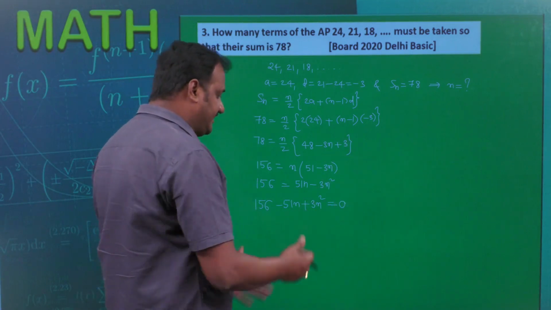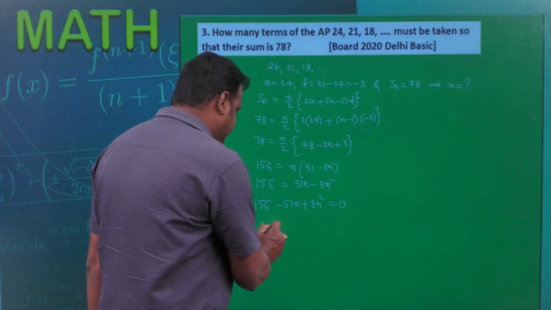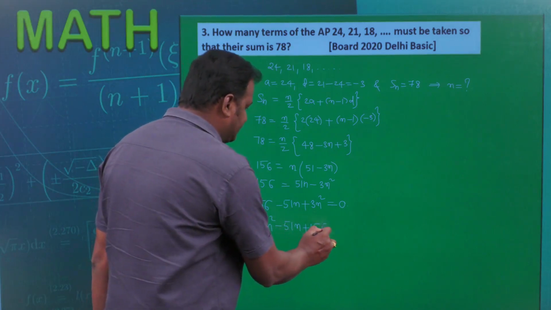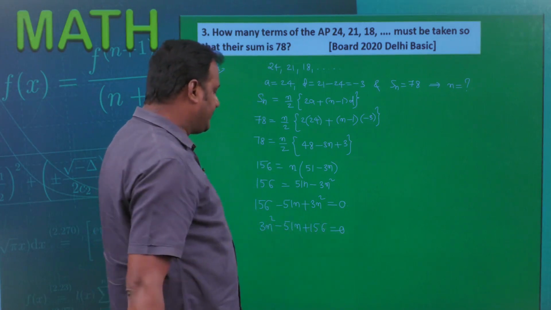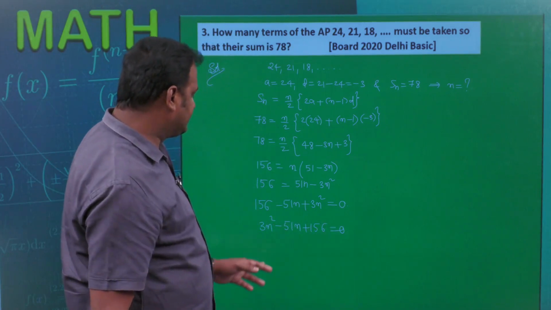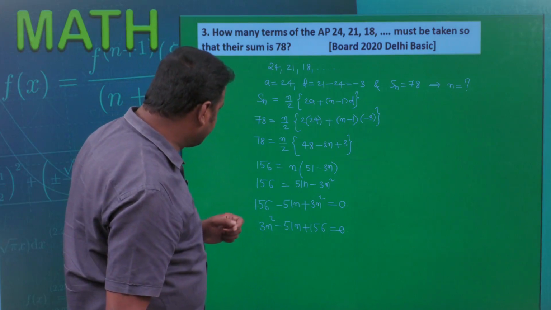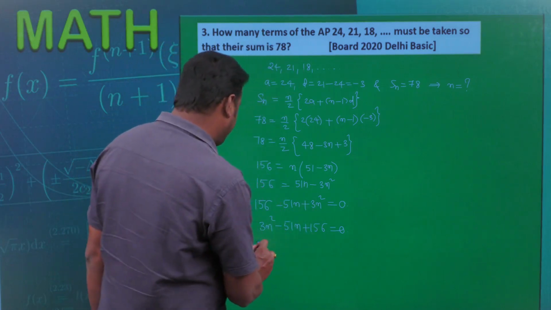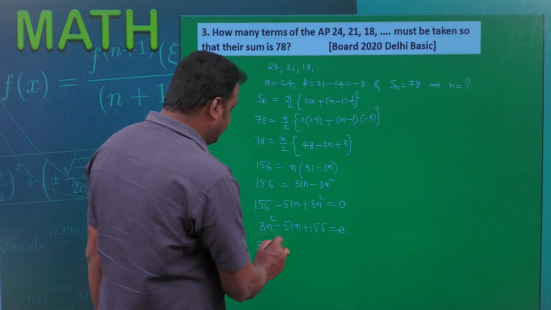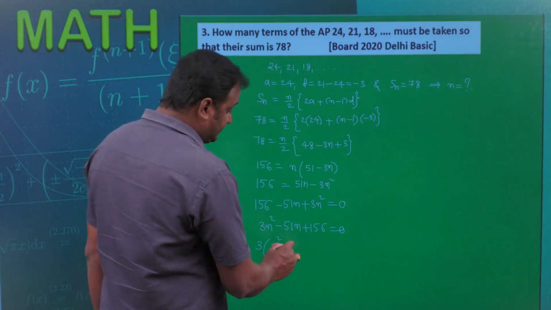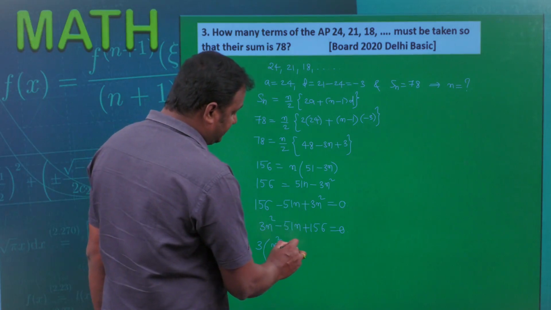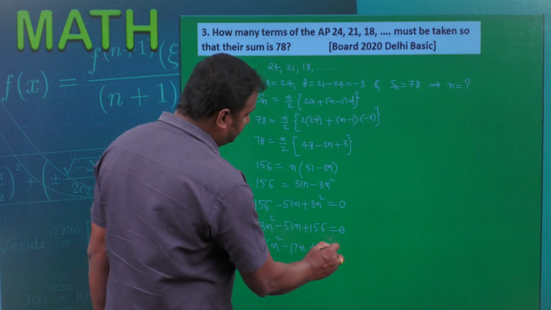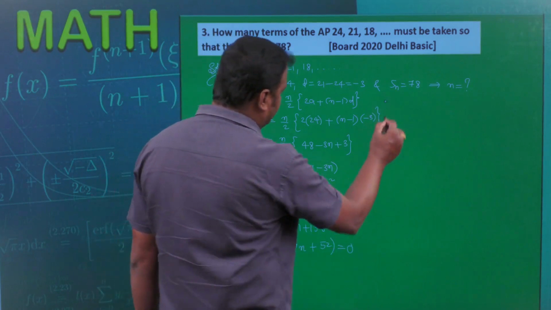Right. If you write them in standard form, it would be 3n square minus 51n plus 156 is equal to 0. Can we take 3 common here? Is it possible? Yes, it is, because 51 is a multiple of 3, and 156 is also a multiple of 3. I am taking 3 common: 3 into n square minus 17n, since 3 17s are 51, plus 52, since 3 52s are 156, equals 0.